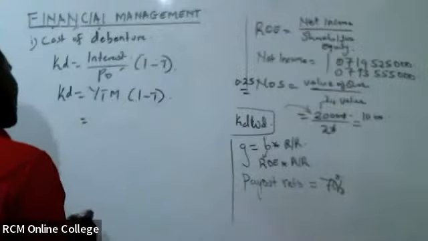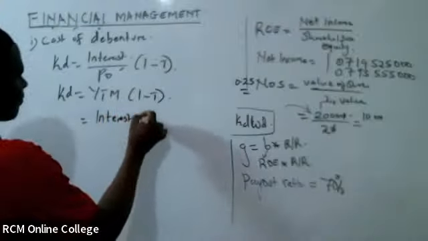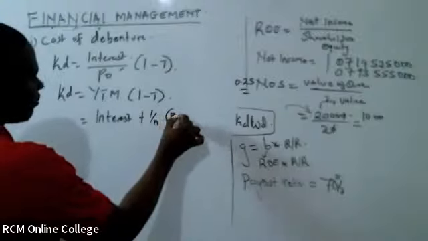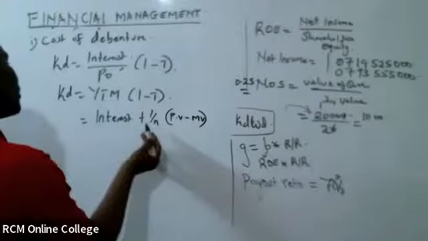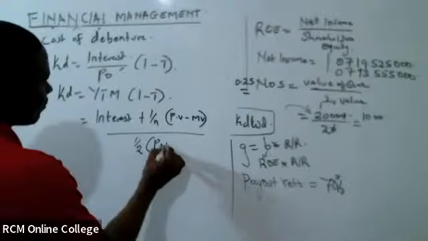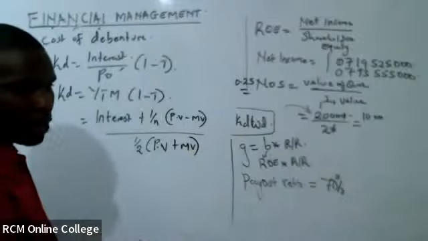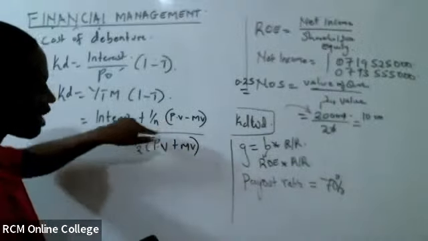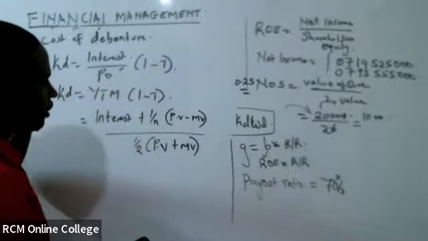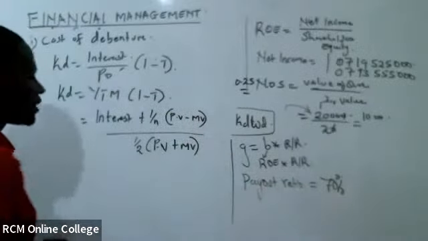Class, please note this. YTM, which stands for yield to maturity, its formula is given by this. You get the interest plus 1 over n times par value minus market value, and then you divide by a half of par value plus market value. This is a very important formula. Here, n is the number of periods. So for the KD of the redeemable debenture this will be the formula, and whatever you get, you adjust for tax.